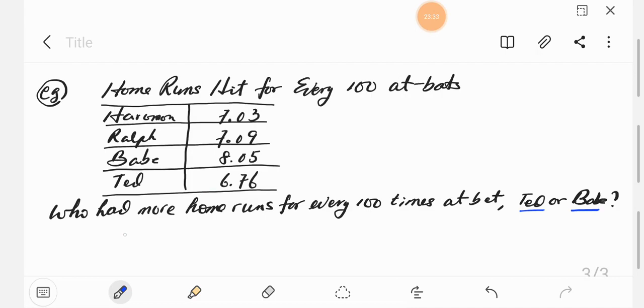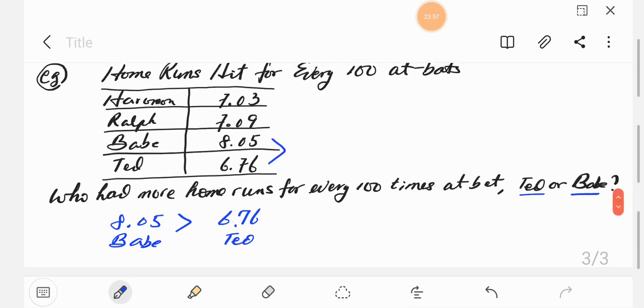Okay, Babe is 8.05. This is for Babe, right? And then Ted is 6.76. We are checking these two. So as you see, 8 is greater than 6. So 8.05 is greater than 6.76. So definitely Babe had more home runs for every 100 at bats. Right? Just compare the decimal numbers. All right, that's it for this section, and make sure to do your homework.